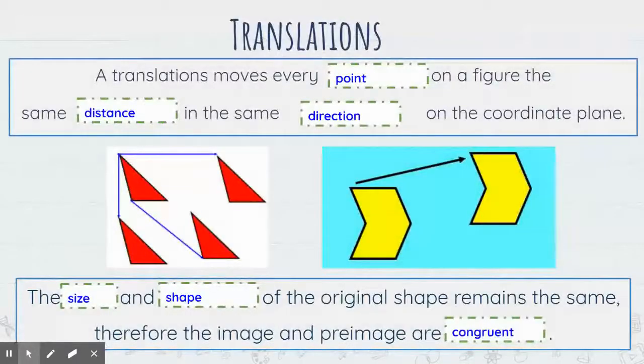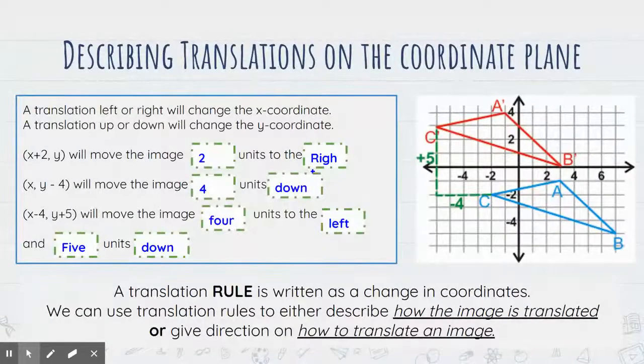All right, so our first thing we did was translations, and these are our slides. It's moving every single point on a figure the same distance in the same direction. We only take our slides in the X and Y directions. We are not doing diagonal lines quite yet. So if you look at the diagram, we have pre-image ABC, resulting in image A prime, B prime, C prime.